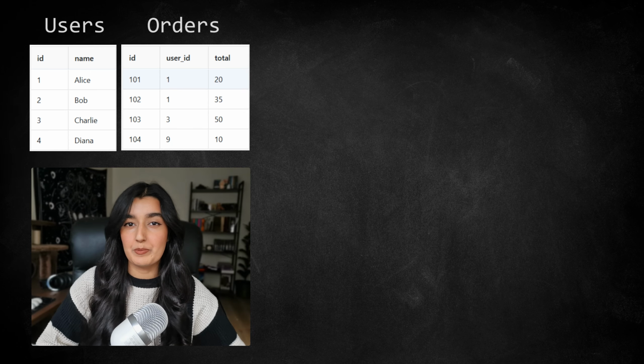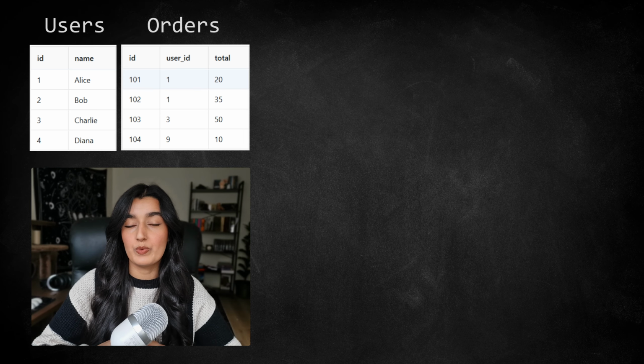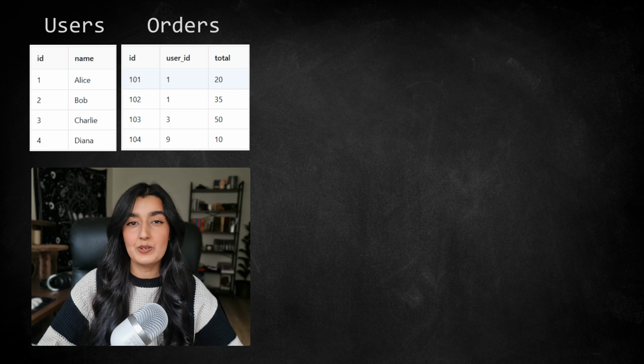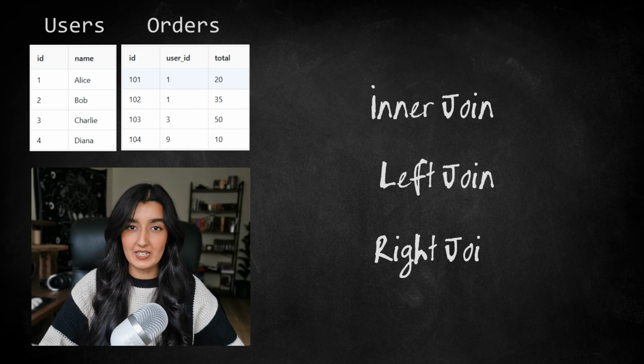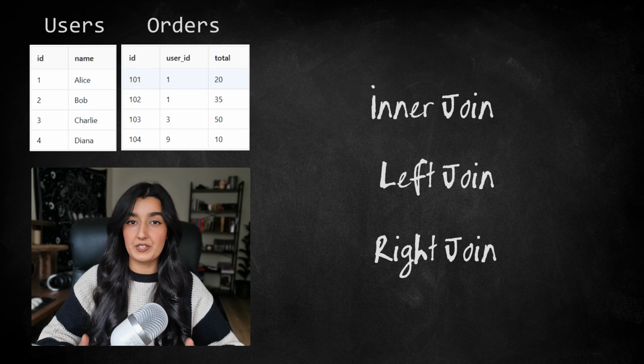Looking at the users table, we can see that we've got 4 users and we've got their ID and their name. And in the orders table, we've got an ID column, a user ID column, and a total column. And this holds any orders that users may have made. SQL has 3 main ways of joining tables. There is an inner join, a left join, and a right join. These are just ways you can combine tables, but they give you different results.